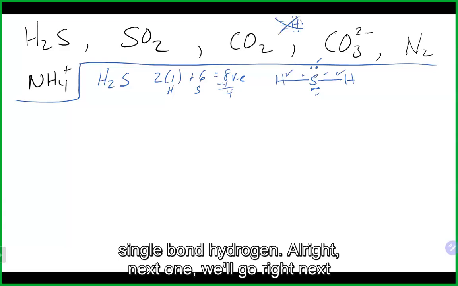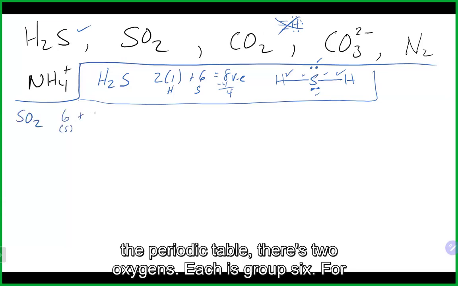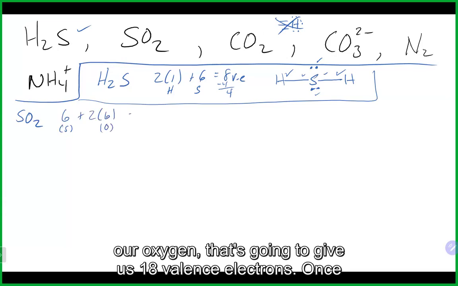All right, next one, we'll go right next door, which is SO2. Now again, 6 for the sulfur from the periodic table. There's 2 oxygens, each is group 6 for our oxygen. That's going to give us 18 valence electrons.